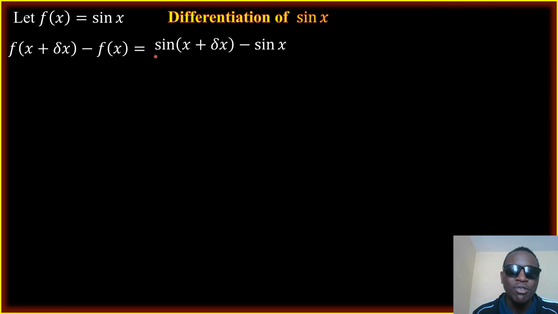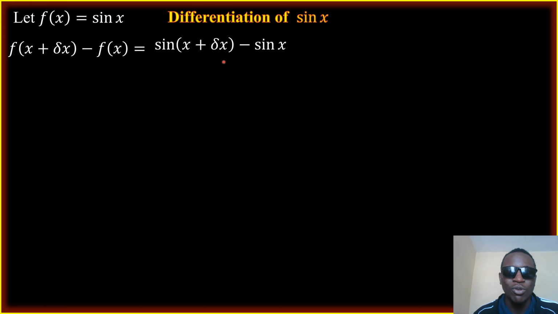So now I've done that: sine of what? X plus delta x, as you can see there. Sine of x plus delta x, you replace the x by x plus delta x. Then minus f of x. F of x is what? Sine x. This is it. Then now you see that we have what? The difference of 2 sine functions.